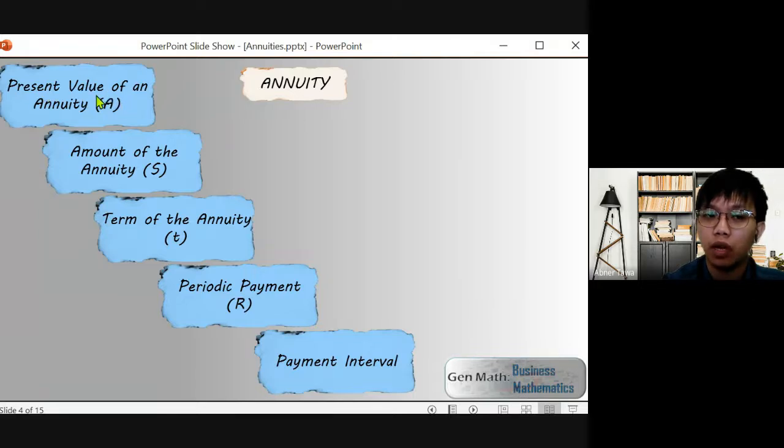So, we have also present value. But of course, we need to specify whose present value that is. Is it for just simple interest or compound interest only? So if we're going to talk about annuity, we need to specify that the present value we are going to talk about is the present value of annuity. And we're going to use the symbol for present value of annuity, which is capital letter A. So wag kayong ma-confuse dun sa capital letter P. If we're going to talk about annuity, the present value, the symbol for that will be capital letter A.